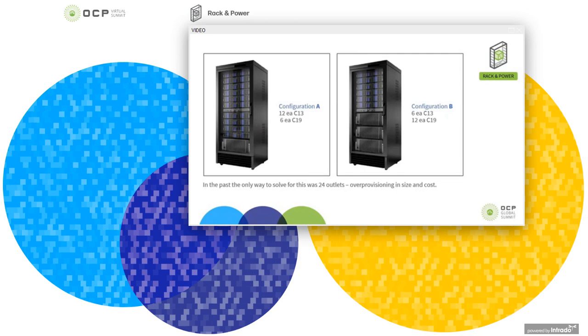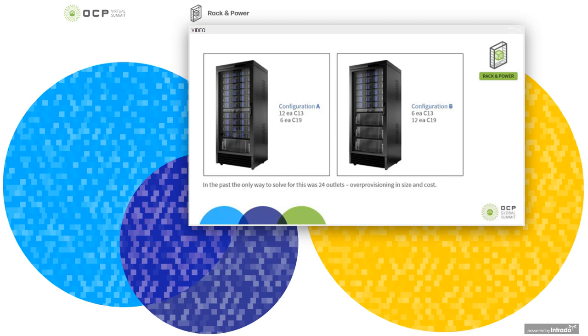So we've shown how we've solved for multiple input power configurations, but we still have the issue of different deployments having different types of IT gear and needing different socket configurations. In configuration A, you have more small devices, so you would need 12 C13s and 6 C19s to power the gear in that cabinet. Configuration B, you have some larger gear in the bottom, so you would only need 6 C13s, but 12 C19s.